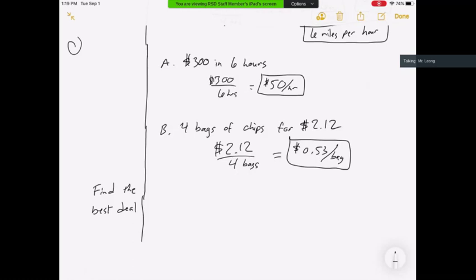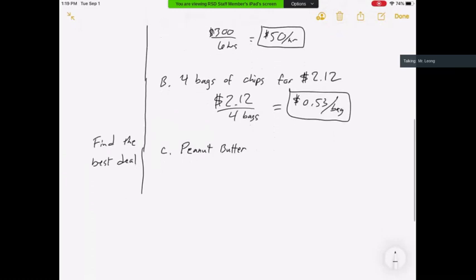I'm going to give you an example here that I want you to copy down. Let's say you are really jonesing for a peanut butter and jelly sandwich. You're like, oh, I really want a peanut butter and jelly, but I just don't have any more peanut butter left. Okay, well, I'm going to go to the store and I'm going to go buy some peanut butter. You get to the store and you see that there are a couple different options. You could buy the 12 ounce, the small jar, but that's gonna cost you $2.19.